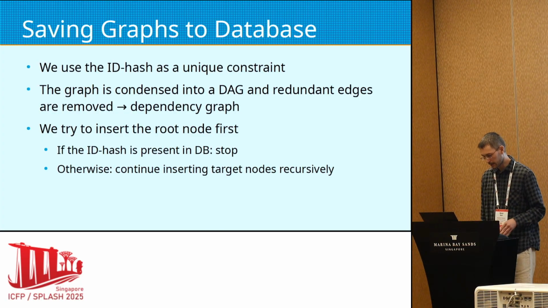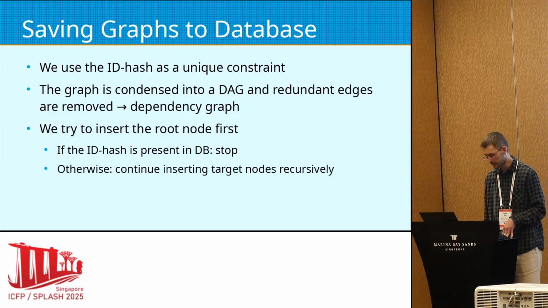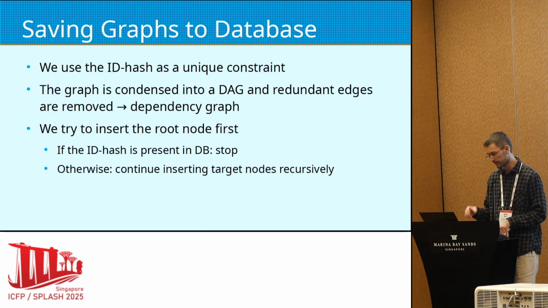Okay, now we have everything we want to save, so we can finally save the graphs into the database. Now we use the ID hash of each node as a unique constraint. So we cannot have two nodes with the same ID hash in the database. This is a unique constraint. Now our graph is condensed into a directed acyclic graph, and redundant edges are removed.